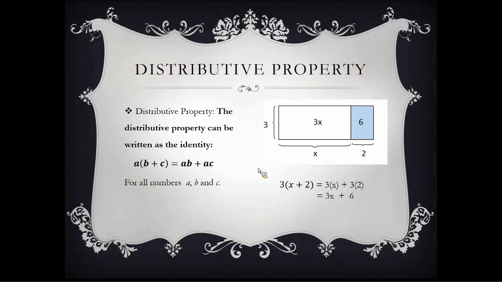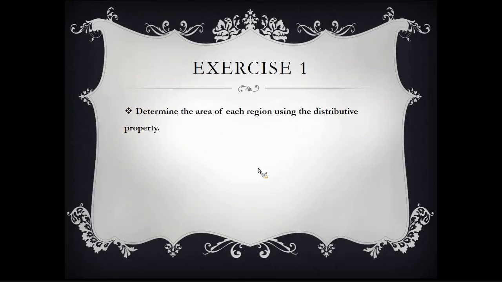And observe very, very closely how these are very, very similar. One is all algebraic, one uses both numbers and variables. Exercise 1. Determine the area for each region using the distributive property.